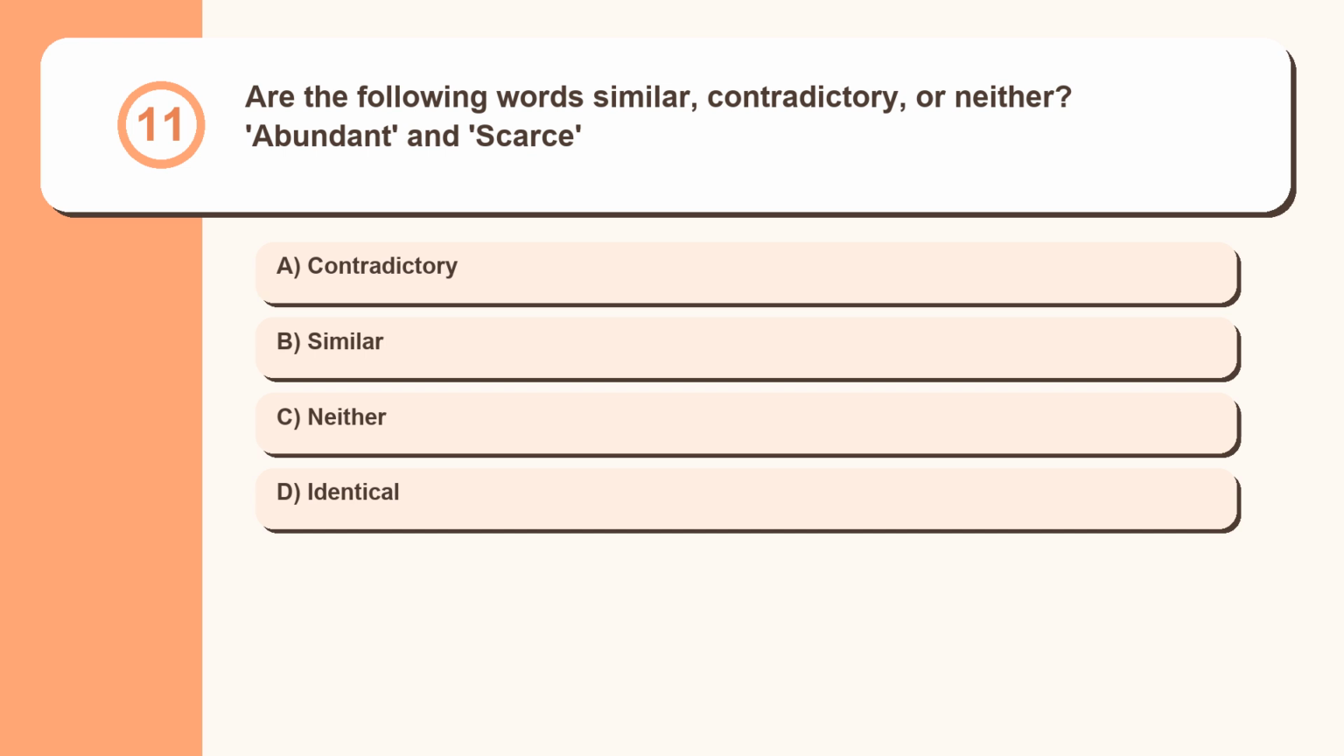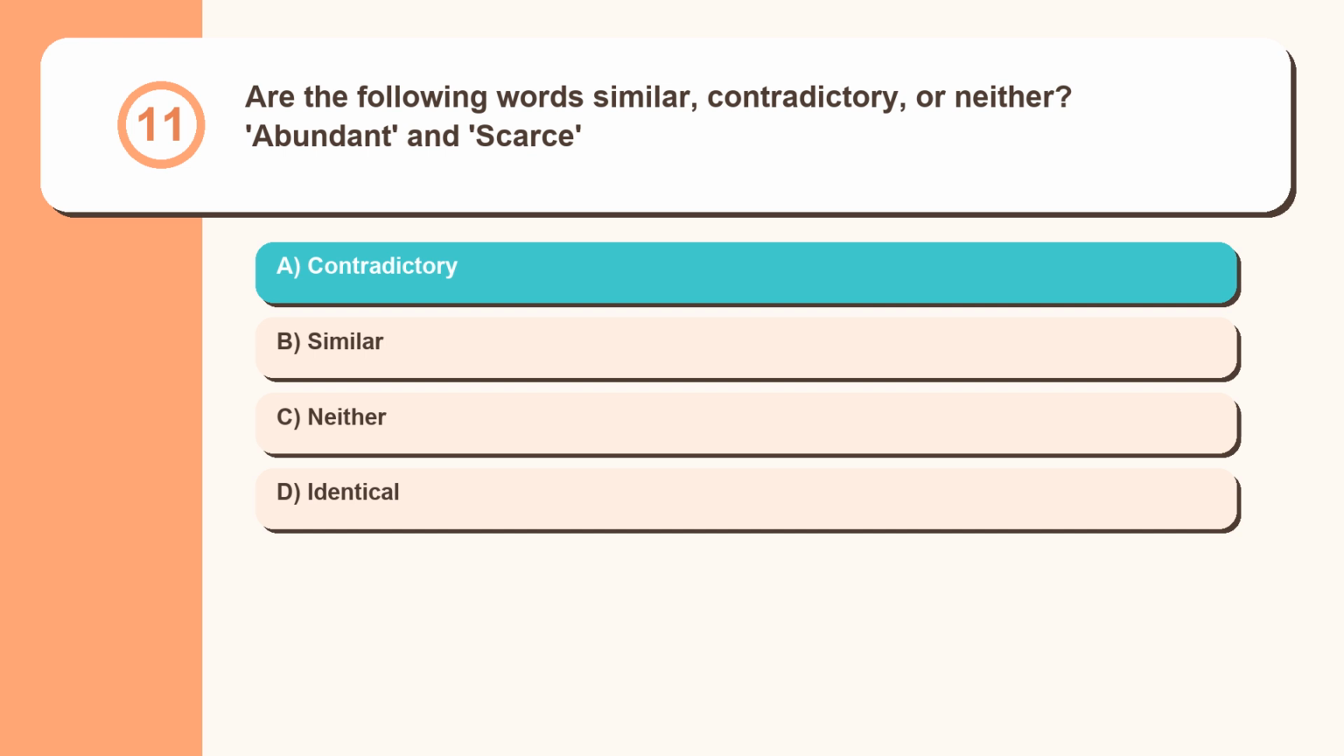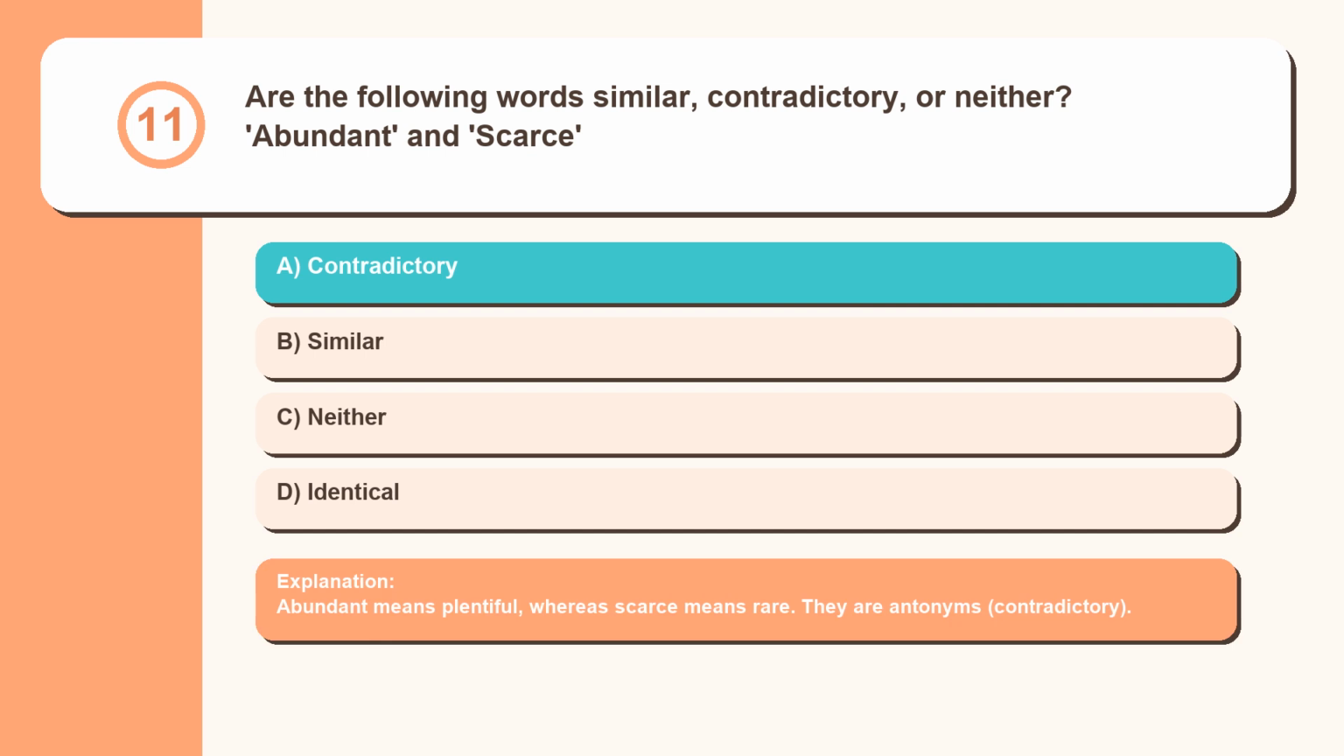Question 11. Are the following words similar, contradictory, or neither? Abundant and scarce. Contradictory. Similar. Neither. Identical. Abundant means plentiful, whereas scarce means rare. They are antonyms, contradictory.